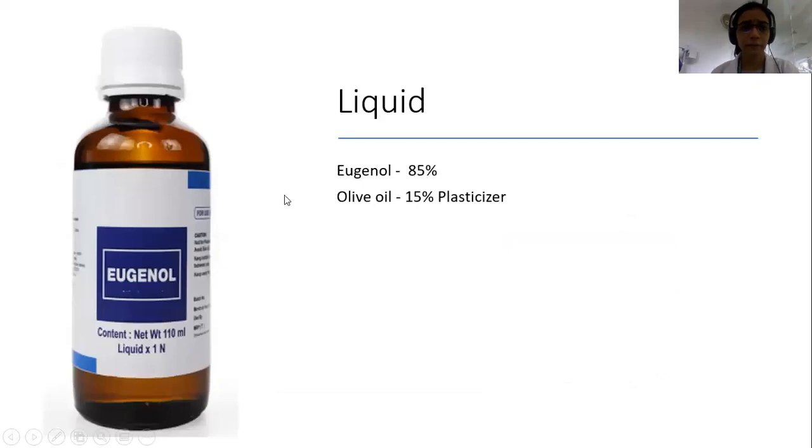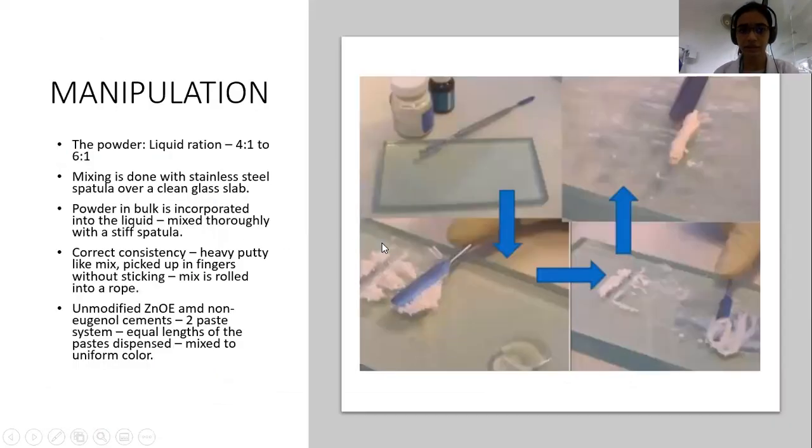Coming to the liquid, the main component of the liquid is eugenol, which is 85%, and then olive oil 15%, which acts as a plasticizer. Manipulation. The powder liquid ratio is 4:1 to 6:1. 4:1 is for luting and 6:1 for restoration. The mixing is done on a clean glass slab with a stiff stainless steel spatula.